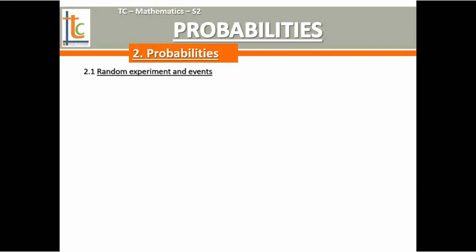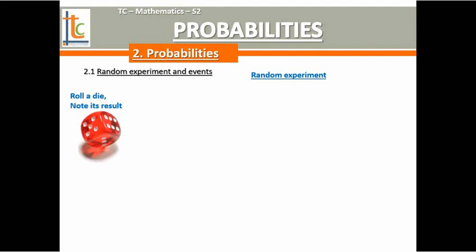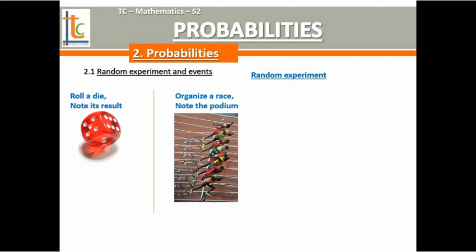So first, you've got to know what is a random experiment and what is an event inside a random experiment. A random experiment can be simple or more or less simple. A simple one: roll a die and note its result. So it's simple to think about. A second one could be a little bit more complicated: organize a race and in the end note the podium. So why not a race opposing 8 opponents here?